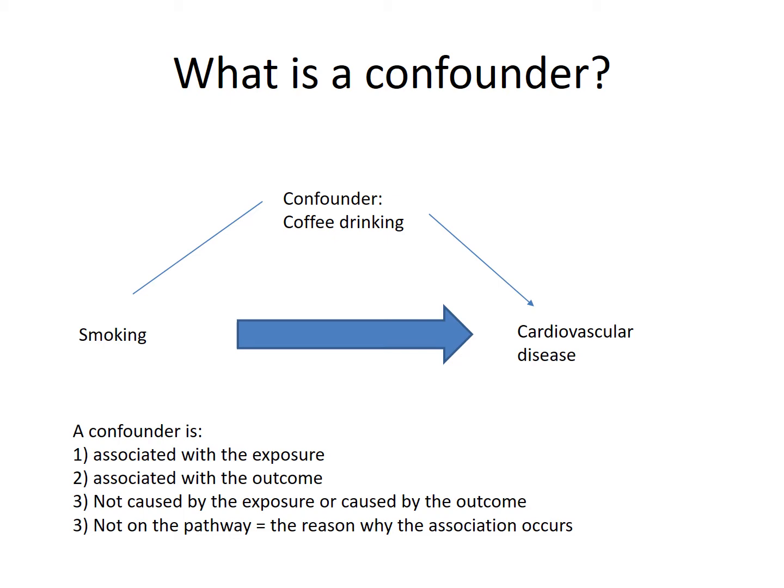A confounder is first and foremost associated with the exposure. It has to also be associated with the outcome, but it can't be caused by the exposure or caused by the outcome. And if it is caused by the exposure, that puts it on the pathway that we consider to be the causal pathway. It explains the reason why the association occurs.